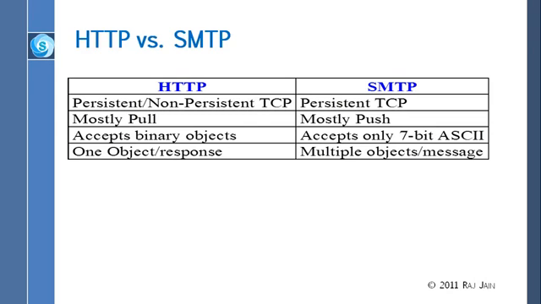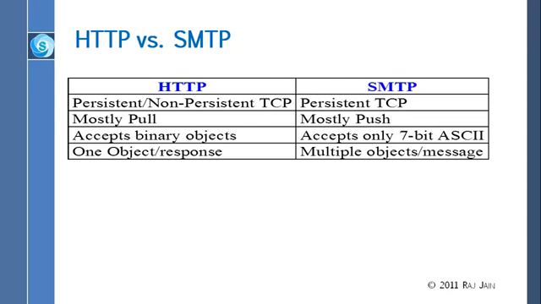This is mostly pull, means you get the information from the server. This is mostly push. SMTP protocol is used to send the mail, not to receive the mail. Okay? So this is mostly push. I'm going to come to the receiving mail in a minute, if that is the question. But it accepts only 7-bit ASCII, while HTTP accepts binary objects. HTTP was designed when we understood the binary objects.